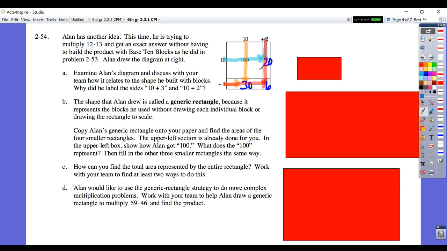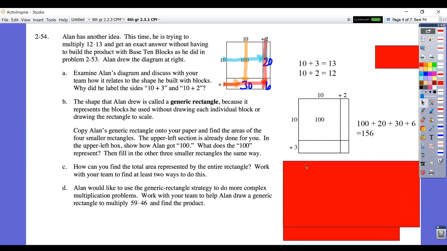So what we do is when we do what we call generic multiplication area model, generic rectangle, we multiply those different sections and then we add them all together at the end. So you have 100 plus 20 plus 30 plus 6. All right, so we have a total of, when we fill it all in, 156.